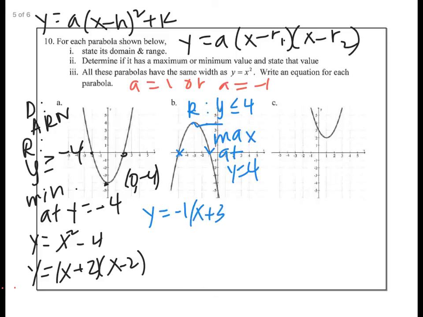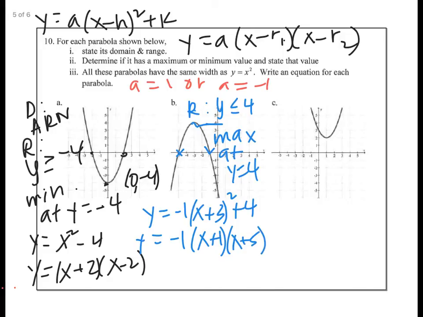H is 3, so it's going to be x plus 3 squared, and it shifted 4 up, so plus 4. In factored form, it looked like y is equal to negative 1, x plus 1, and x plus 5.